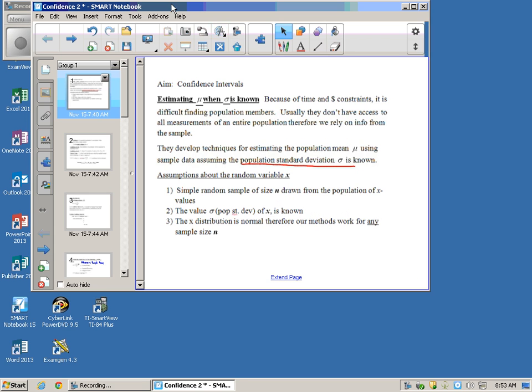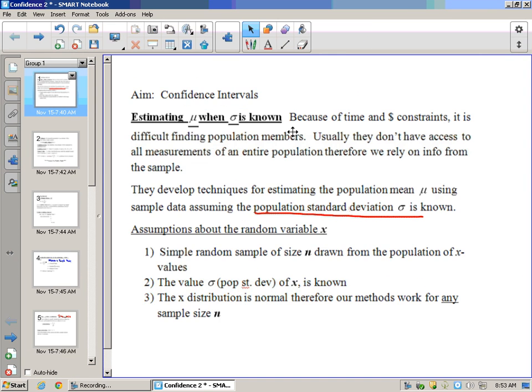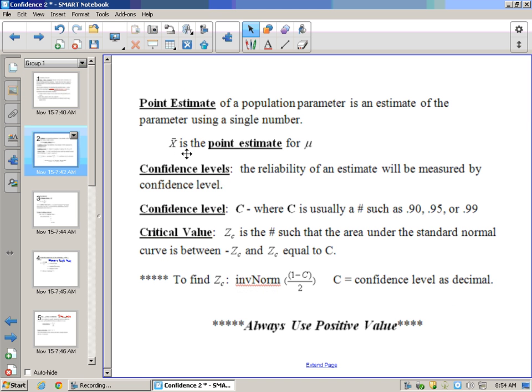Okay, so now we are going to do confidence intervals. We're estimating the mean when the population standard deviation is known. Because of time and money constraints, it is difficult to find every population member. Of course, we're going to take a sample and base our deduction about the population on the sample information. So the assumptions: a simple random sample of size n, the population standard deviation is known, and the x distribution is normal. The sample mean is the point estimate for the population mean.